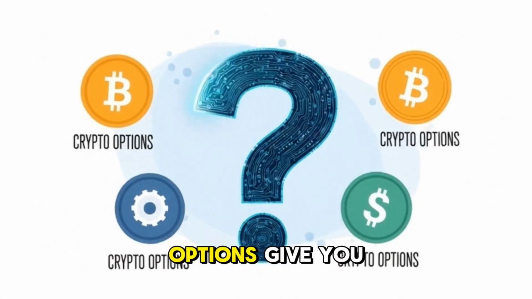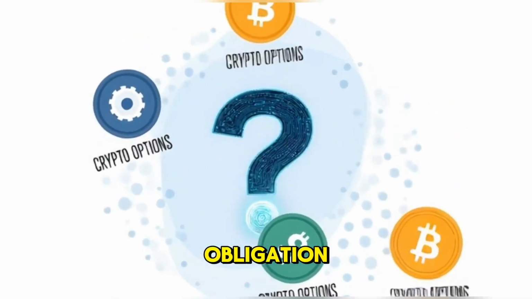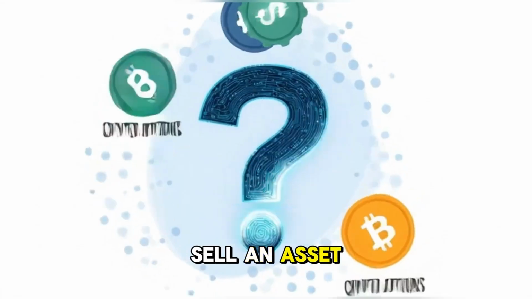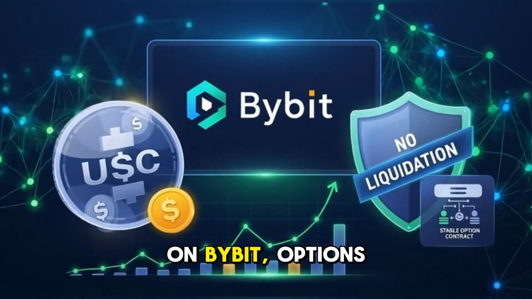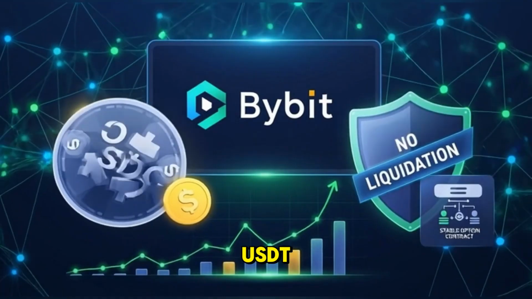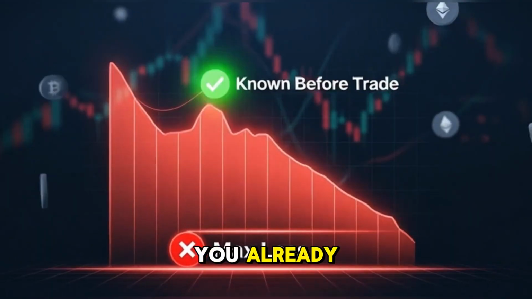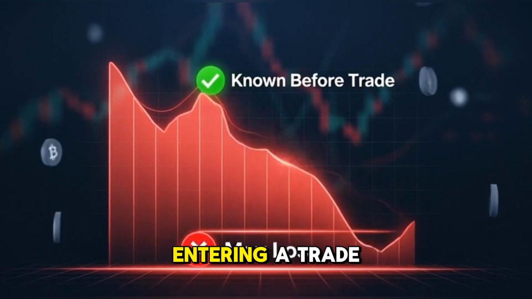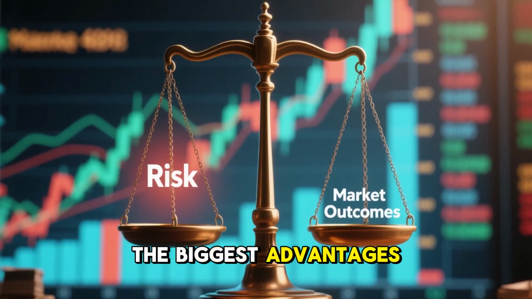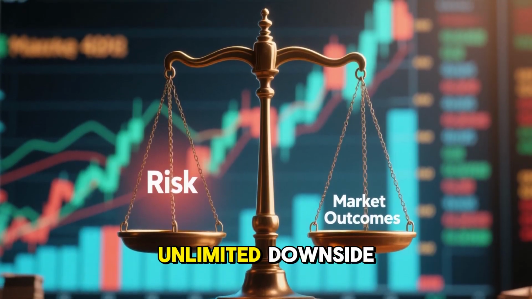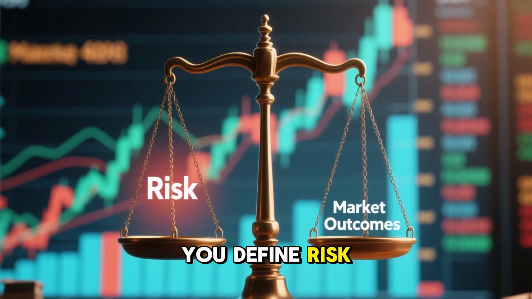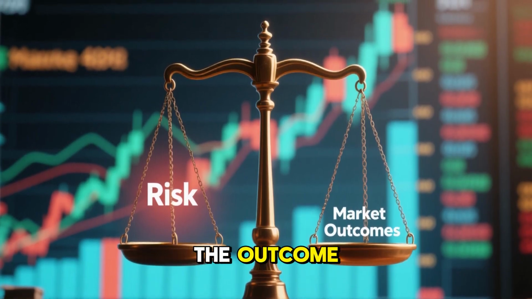Options give you the right, but not the obligation, to buy or sell an asset at a specific price before expiration. On Bybit, options are settled in USDT, which means you don't deal with liquidation like futures. You already know your maximum loss before entering a trade. That's one of the biggest advantages. Instead of risking unlimited downside, you define risk first and let the market decide the outcome.